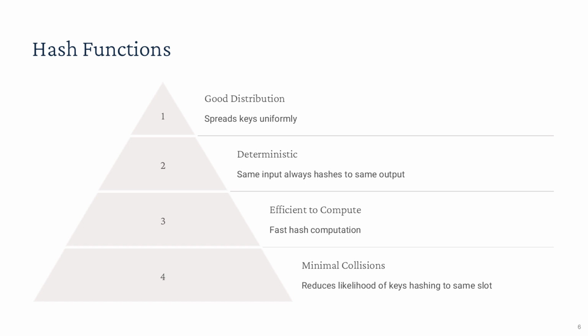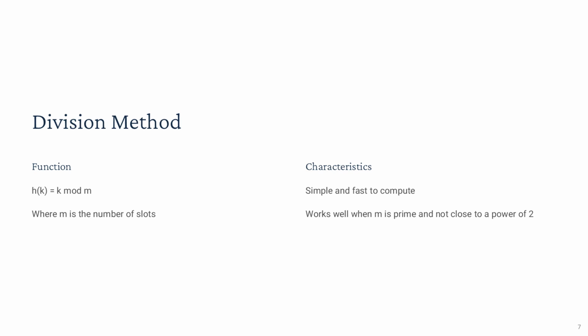By meeting these criteria, a hash function can ensure that the hash table operates efficiently under a wide range of conditions, making it a versatile tool for data storage and retrieval. The division method is a straightforward and commonly used approach to designing hash functions. The hash value is computed as h(k) = k mod m, where m is the number of slots in the hash table. This method is computationally simple and effective when m is carefully chosen.